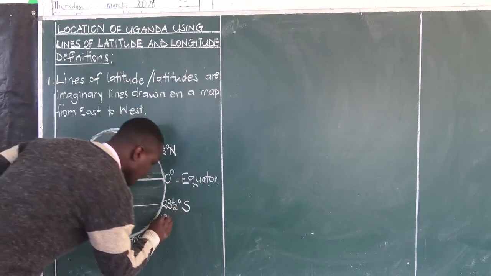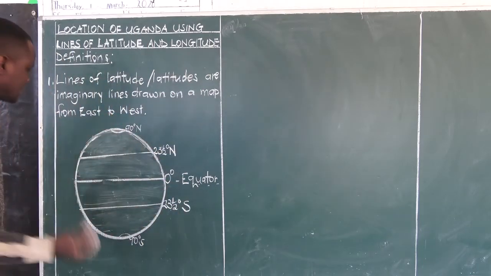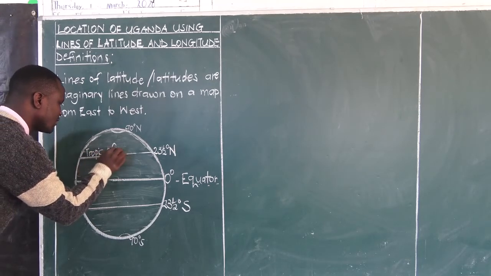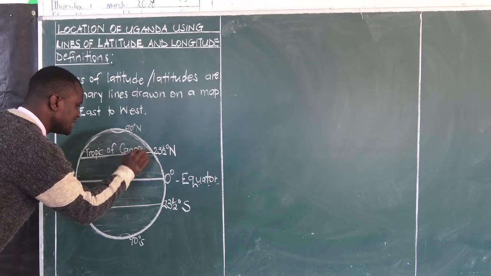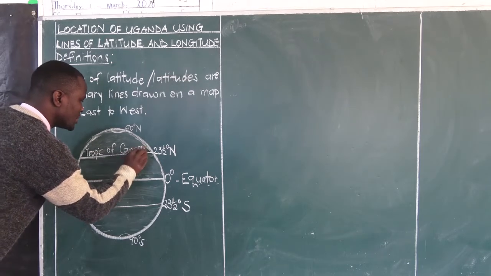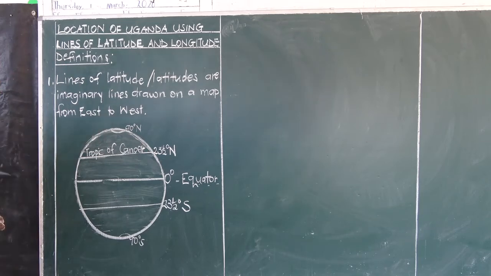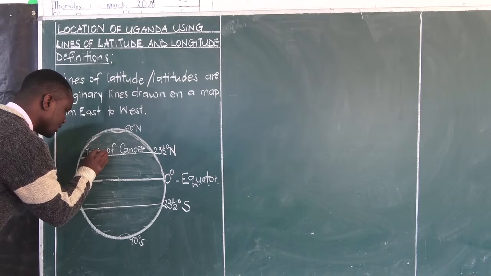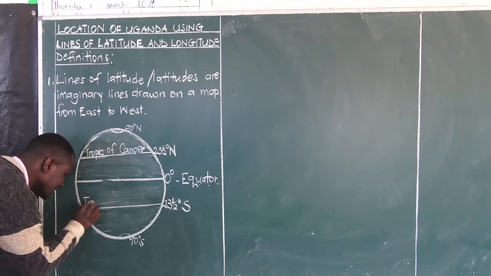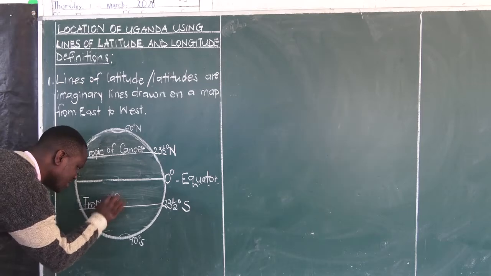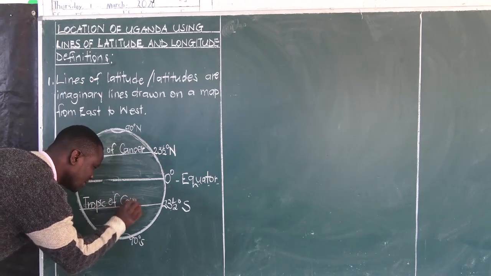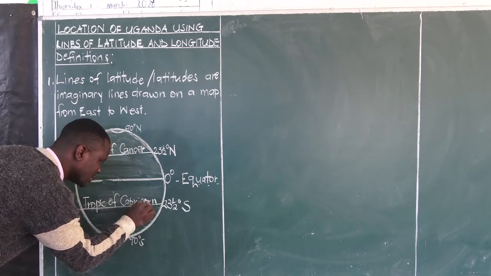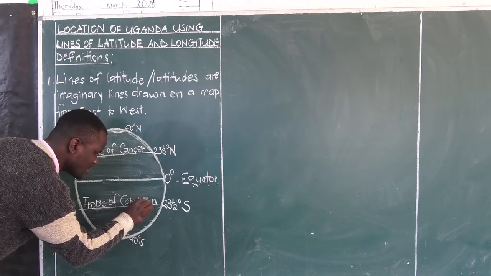So these ones are the ones we call lines of tropic. For that case, we can call this Tropic of Cancer. That is the name that we give to this. Tropic of Cancer. I want you to take serious note of the spelling. Then this one down is also called Tropic, but now this one will be Tropic of Capricorn. I want us to be very serious with the spelling.